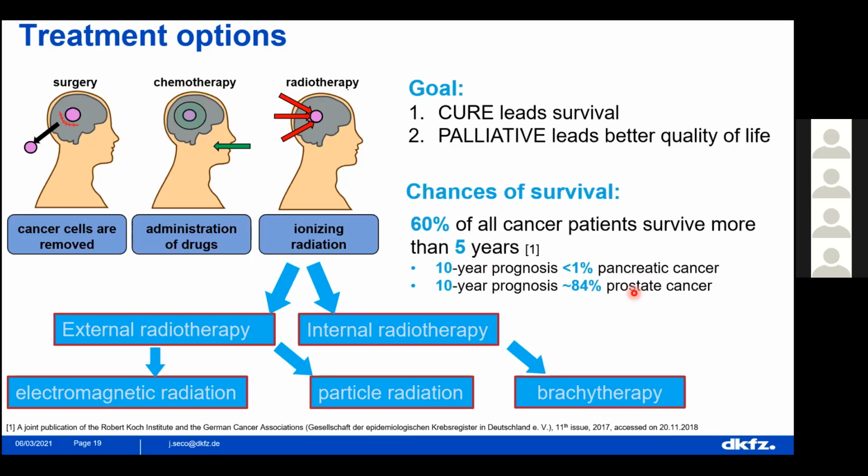So there are different types of radiation therapy methods. There's the so-called external, there's the internal, and the external has a variety of methods: photon therapy, particle therapy, and of course, the internal, you have also the brachytherapy.